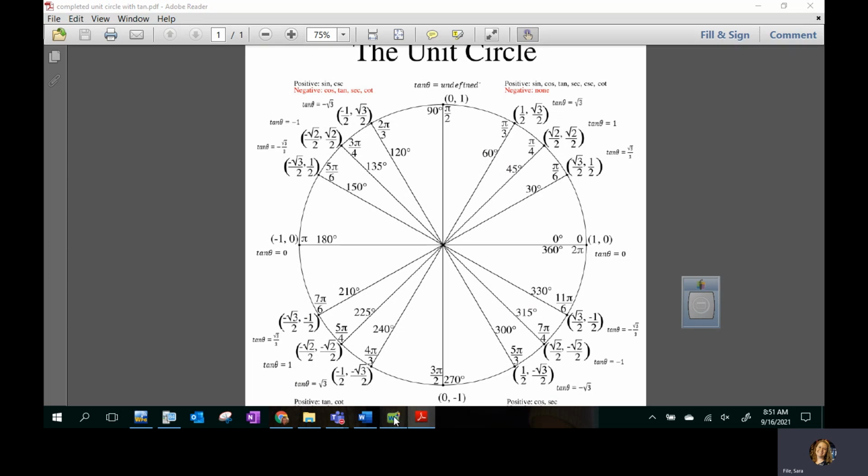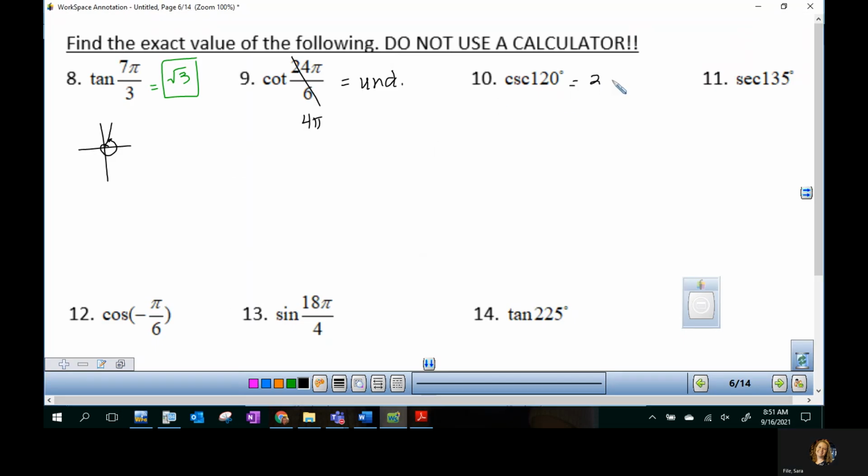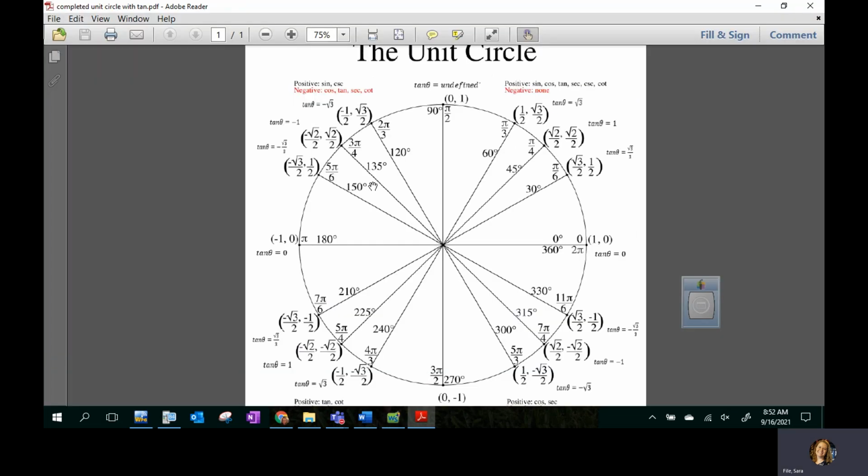Are you following the process? Okay, what I did was I said sine was root 3 over 2, and then I got the reciprocal for cosecant. Okay, secant at 135.